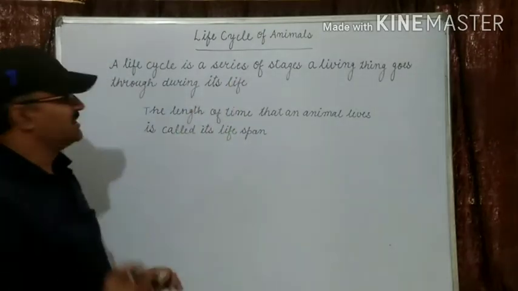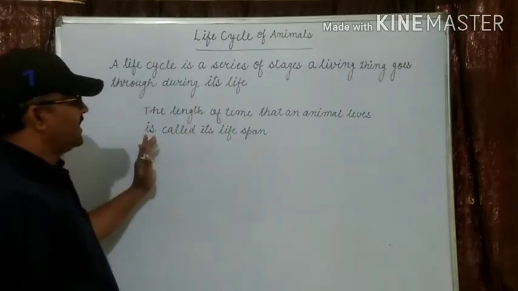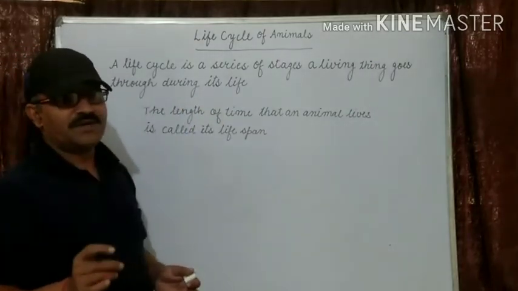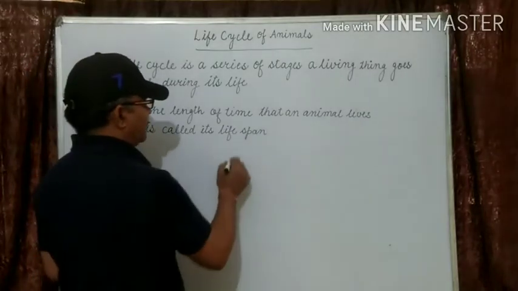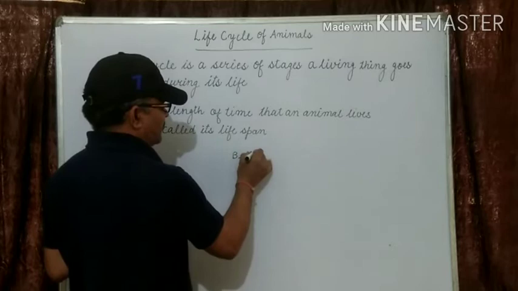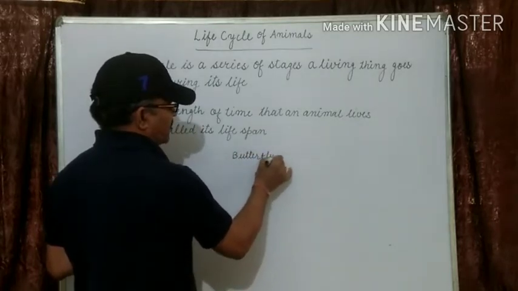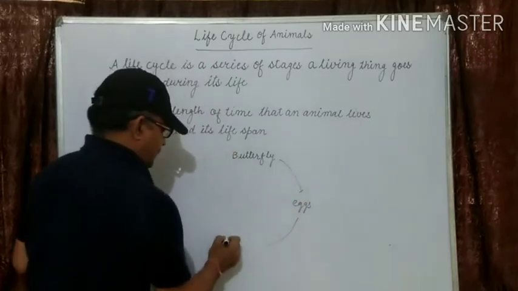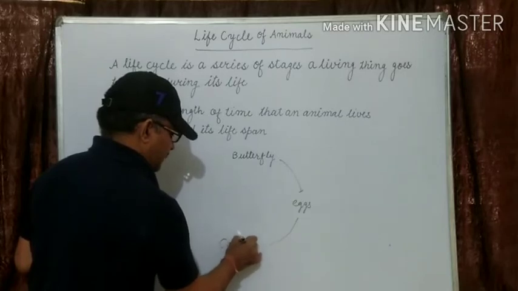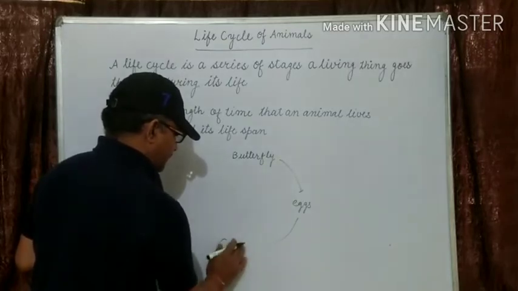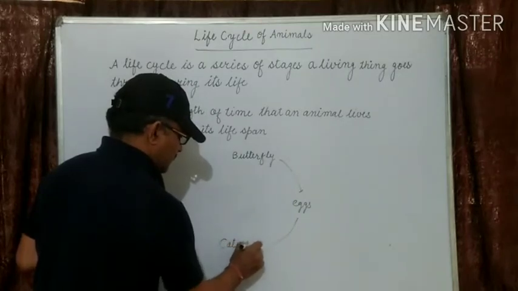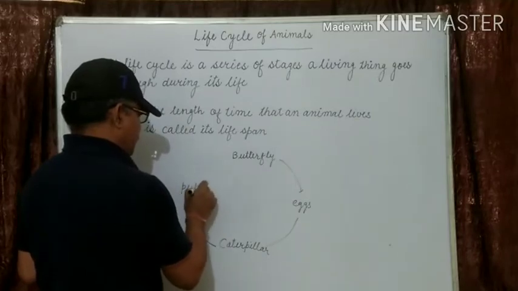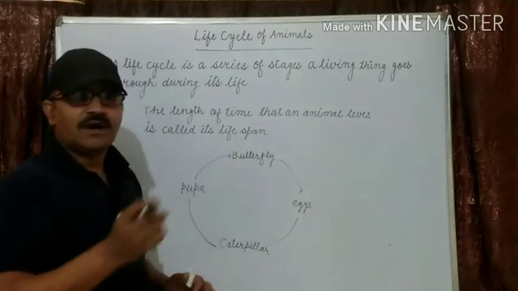We have learned two definitions. One is the life cycle and second is the lifespan. Life cycle is a series of stages. Suppose, for example, you take the example of a butterfly. Butterfly produces eggs. Eggs convert into caterpillars. Caterpillar converts into pupa, and pupa converts into adult butterfly.